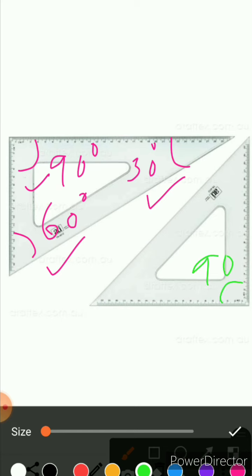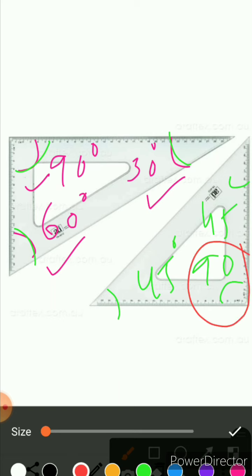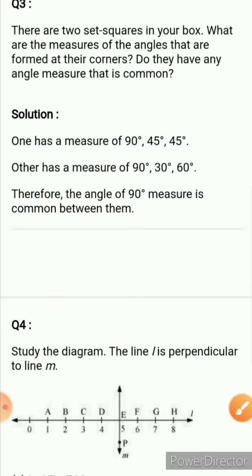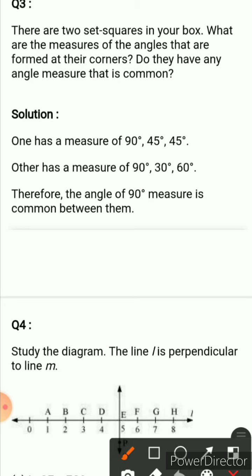That is 90, 45 and 45, and in another set square that is 90, 30 and 60. Clear? And what are the common angles between both the set squares? 90 and 90, दोनों में एक 90 डिग्री का एंगल है. So our answer is one has a measure of 90, 45 and 45, other has a measure of 90, 30 and 60. Therefore the angle 90 degree measure is common between them.